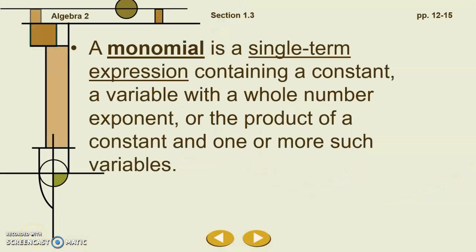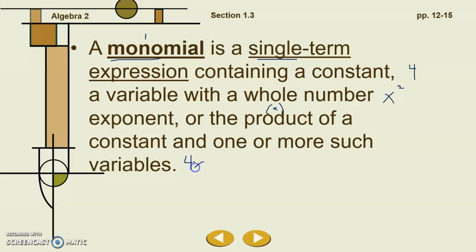Let's talk about types of polynomials. A monomial is a single term expression containing a constant, a variable with a whole number exponent, or the product of a constant and one or more such variables. Monomial, mono just means one, so it's a single or one-term expression. It contains a constant. A constant is a number, so that is a monomial. A variable with a whole number exponent, that's considered a monomial. Or the product. Product means multiplication, remember, the product of a constant and one or more such variables.